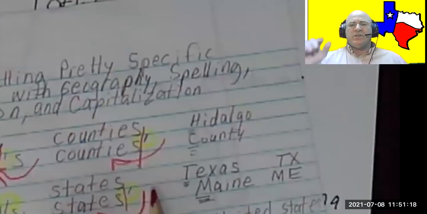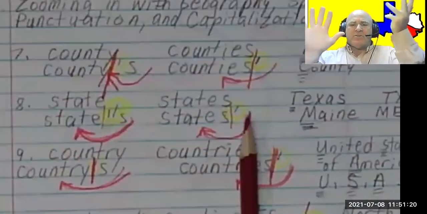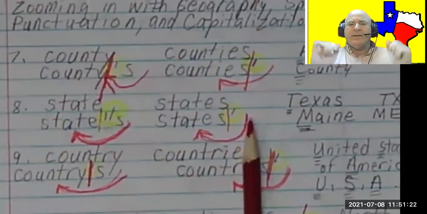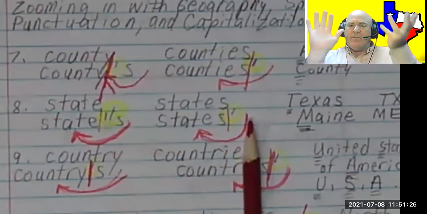8D, states, apostrophe. The states, apostrophe, in other words, more than one.